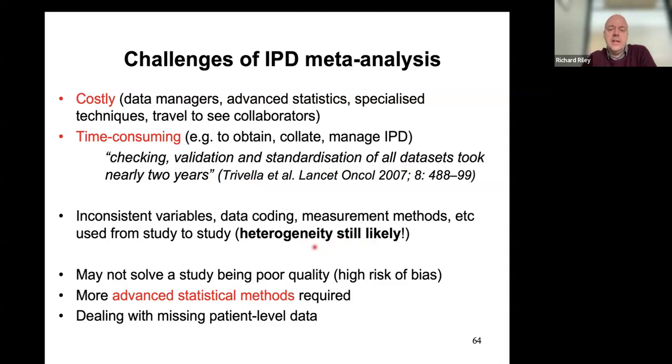Heterogeneity is still likely. Just because you've got the IPD doesn't mean that you're not going to have issues of heterogeneity. You'll have inconsistent variables in different studies, different types of coding and measurement methods, and so forth. So you won't be able to resolve all that problem. A study that's poor quality will still be poor quality after you've got the IPD. Just because you've got the IPD doesn't make it a good quality study. You may be able to improve quality a little bit, but of course, if the randomization was awful, then you can't resolve that.